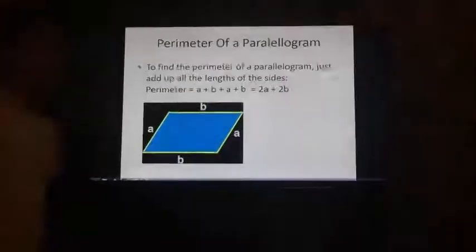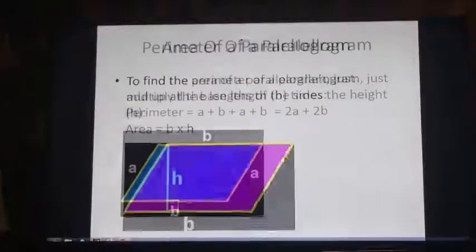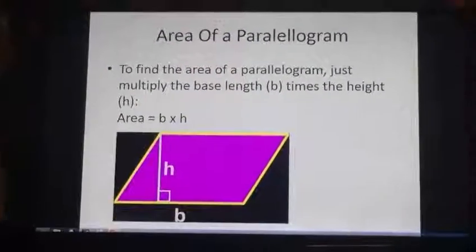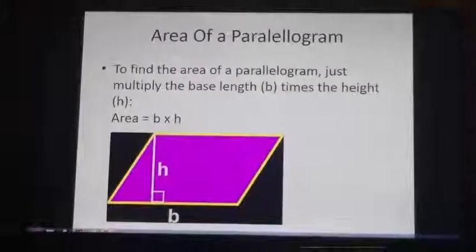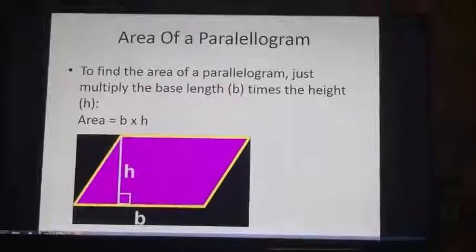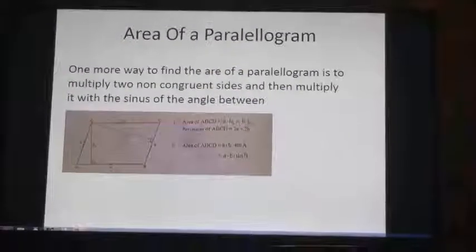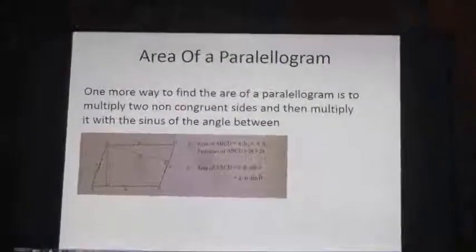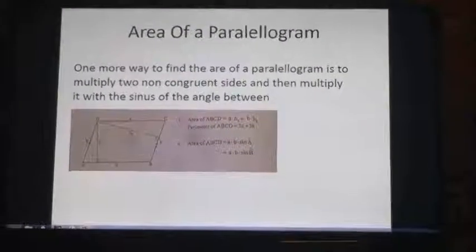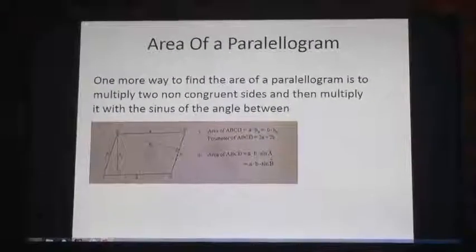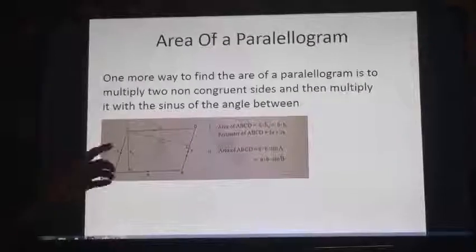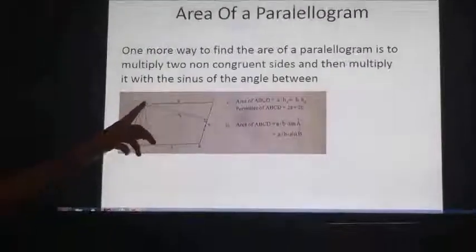To find the perimeter of a parallelogram, just add up all the lengths of the sides. Perimeter equals a plus b plus a plus b. Area of a parallelogram. To find the area of a parallelogram, just multiply the base length times the height. One more way to find the area of a parallelogram is to multiply two non-congruent sides and then multiply it with the sine of the angle between the two sides.